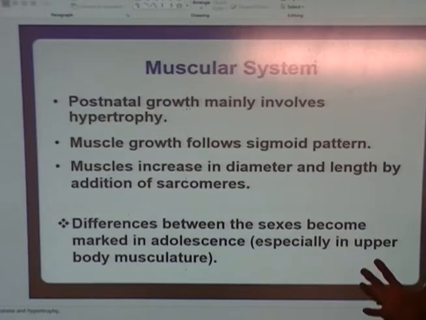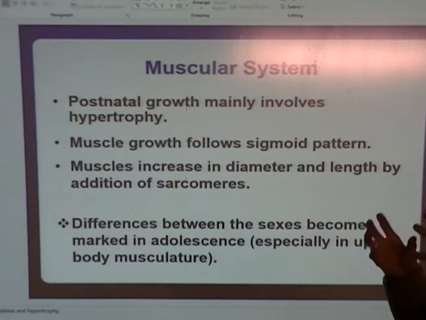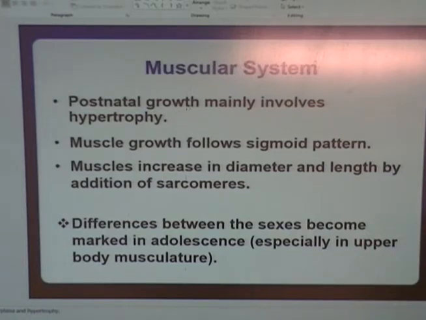Okay, so when we look at training programs and we're looking at trying to increase the strength and the size of muscles, we're not laying down new cells. All right, what we're doing is making the cells we have bigger. At least that's what we think at the moment.